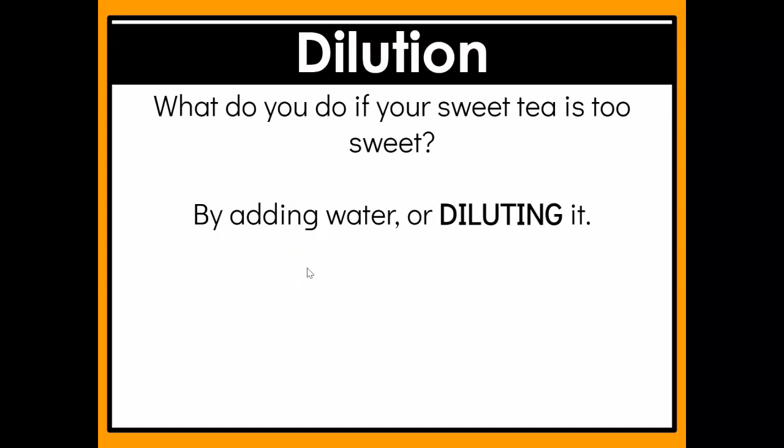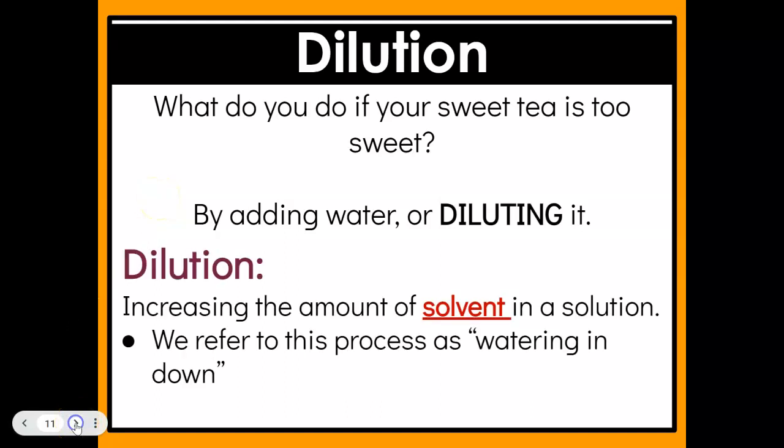So if you go somewhere, you get a sweet tea, you drink it, you realize there's way too much sugar in it, you can add water to it and you can dilute it to make it more palatable, right? So a dilution is when you increase the amount of solvent in a solution. And remember, 9 times out of 10, the solvent is going to be water, that universal solvent. So we refer to this process as watering it down, right? So if you water something down, you're adding more water to it.